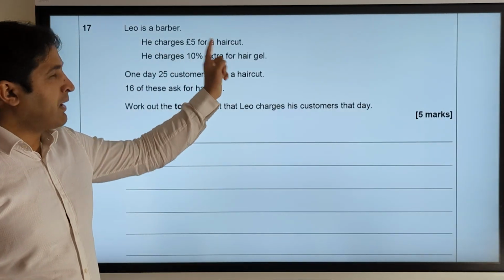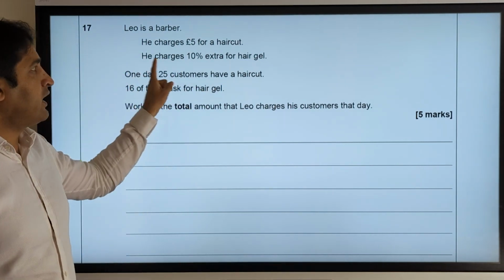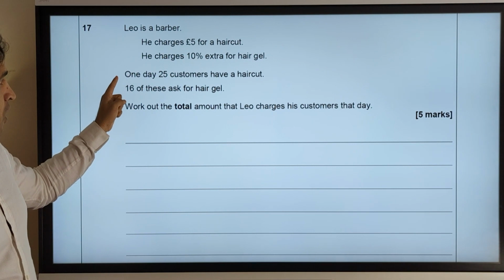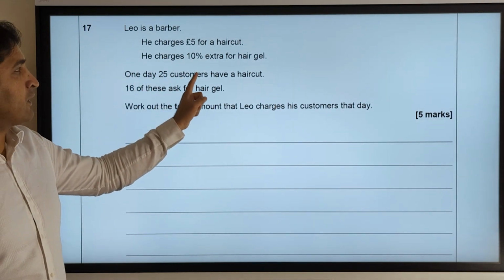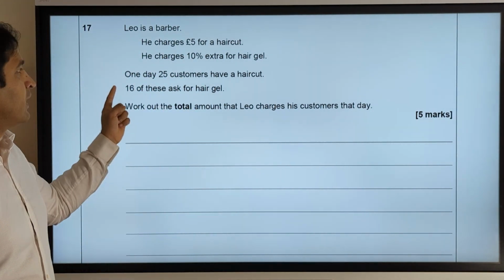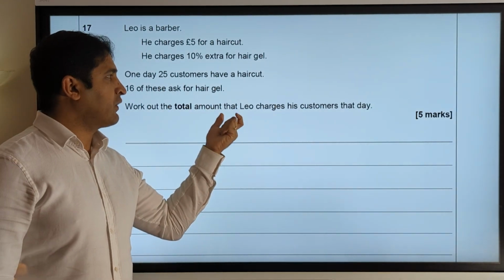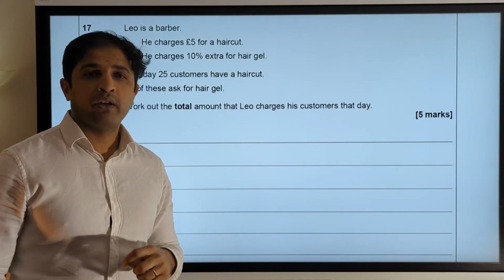Leo charges £5 for a haircut, and he charges 10% extra for a hair gel. One day, 25 customers had a haircut. 16 of these asked for hair gel. Work out the total amount Leo charges his customers that day.